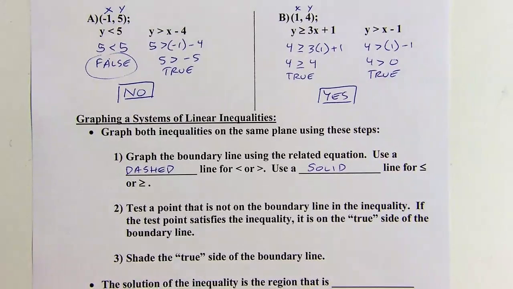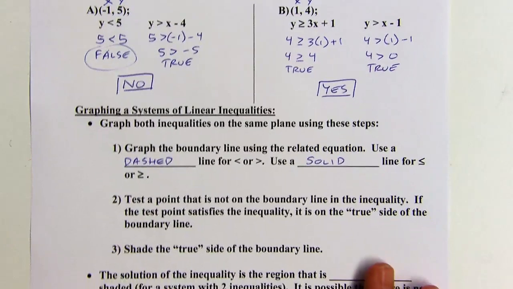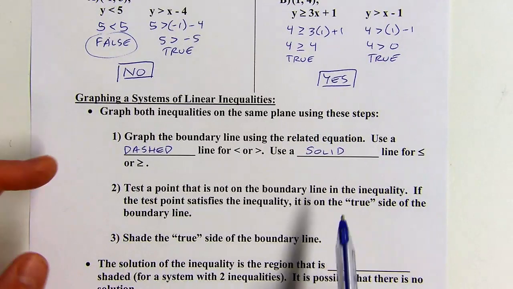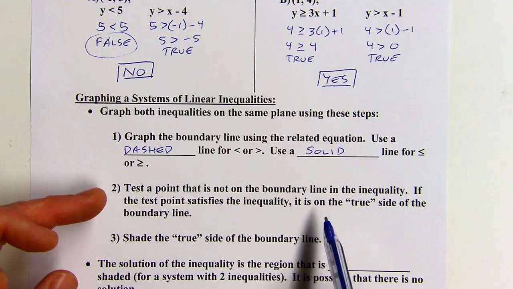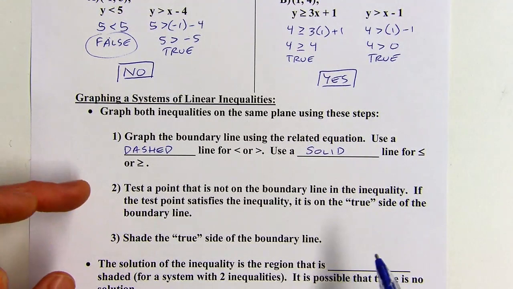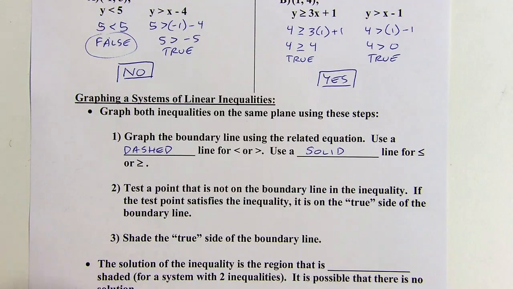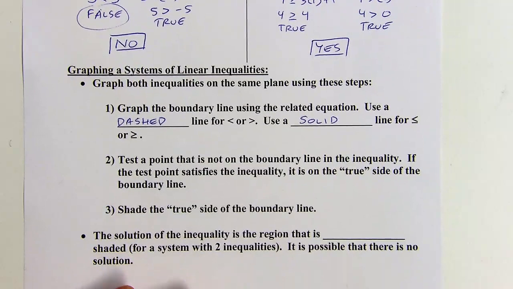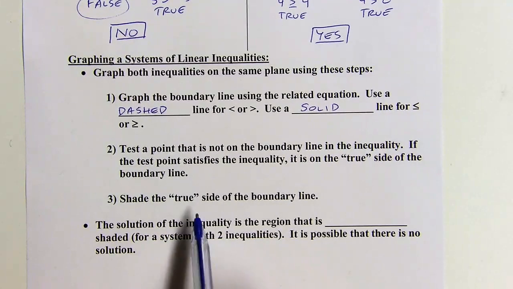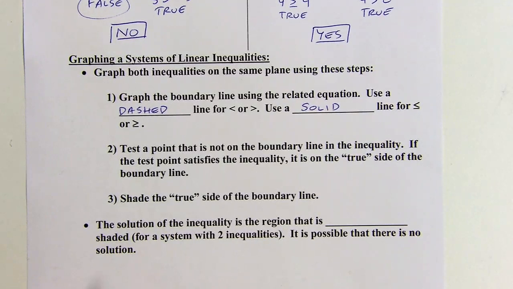And we're going to have to shade one side or the other of each of those boundary lines, so we're going to figure that out by using a test point. Usually I use the point (0, 0), but if (0, 0) is on the line, then you'd want to pick another point. And we're going to shade the side that works. So I'll show you in an example in a minute.